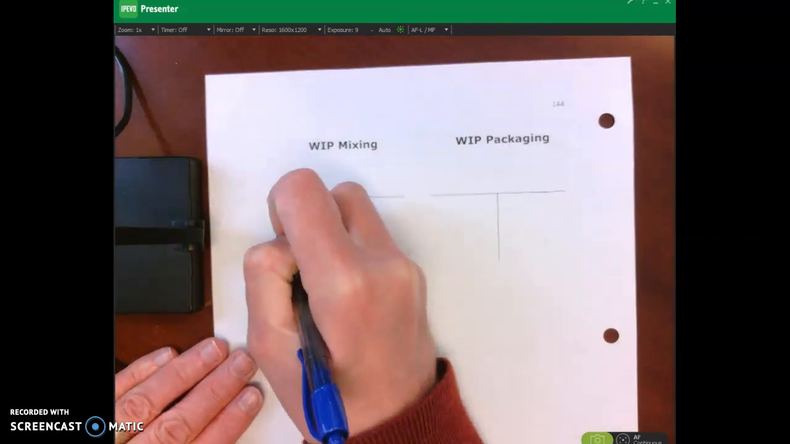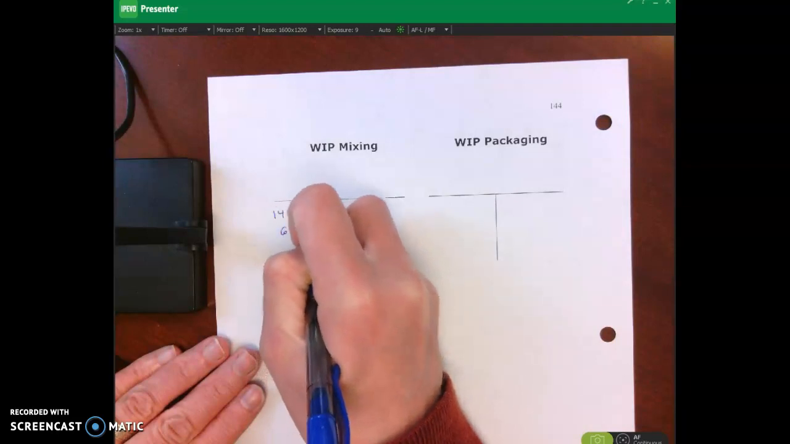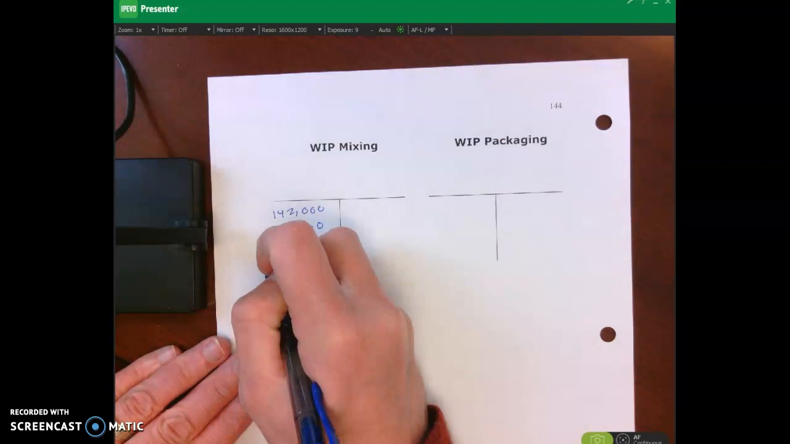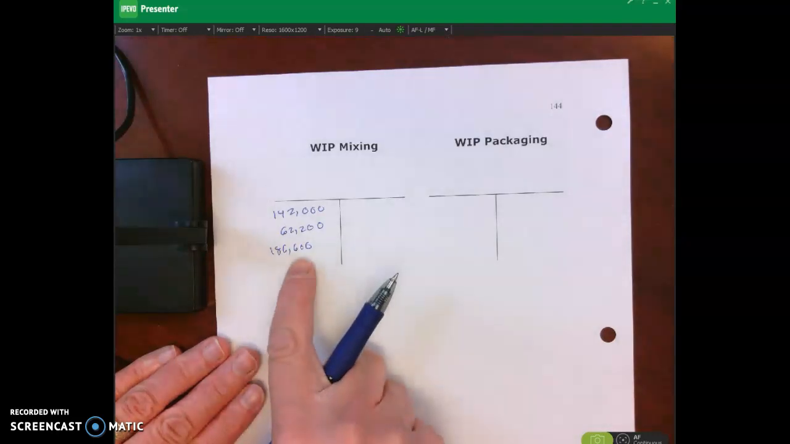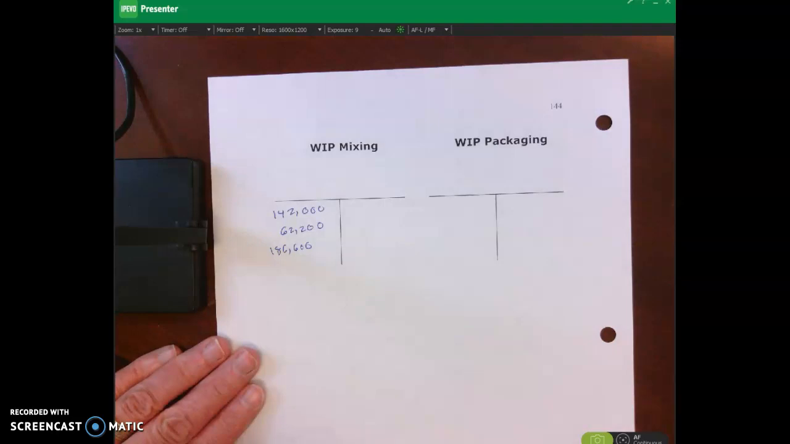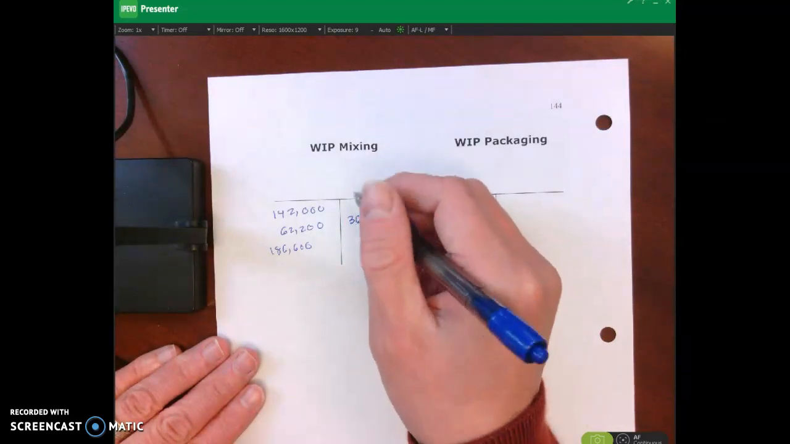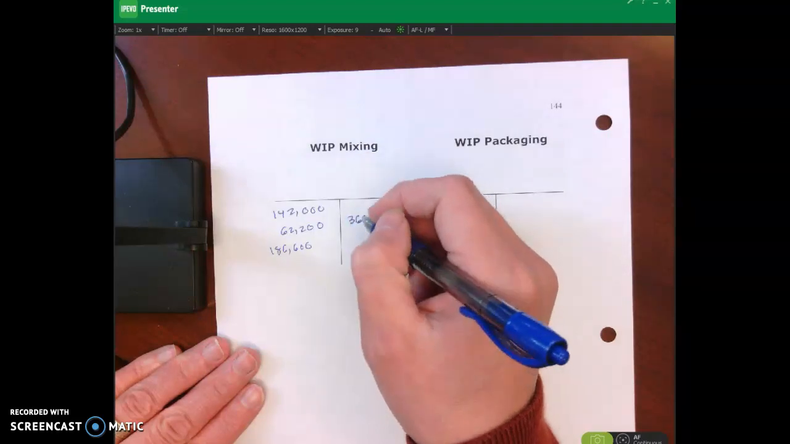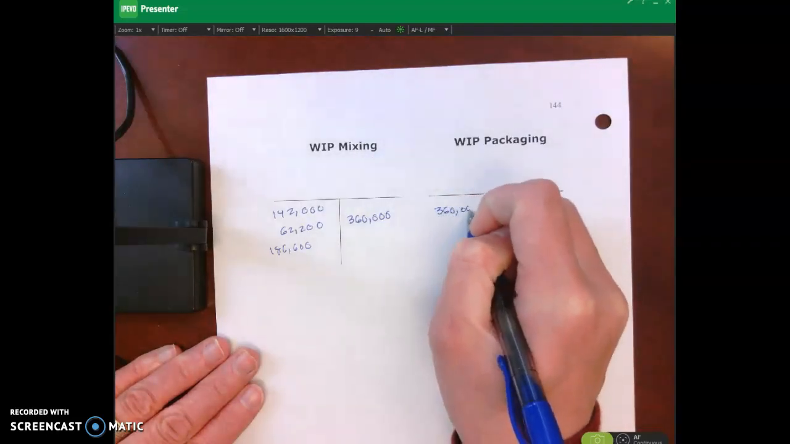So if you look back at the prior page, remember we had our $142,000 of direct materials. That was given to us. And then we also had our $62,200 of direct labor. And then remember that the journal entry to apply overhead is debit WIP, credit manufacturing overhead. So we have our $186,600 over here. And then we were told on the prior page that we completed $360,000. We mixed $360,000 worth of wood preservatives. So remember, once it's done mixing, we credit WIP mixing to reduce it because it's an asset. Crediting this asset decreases the balance in this account. And then we move it over here to WIP packaging.